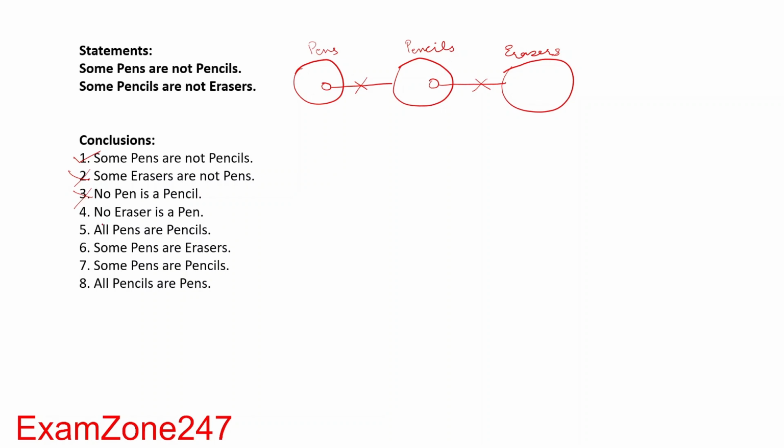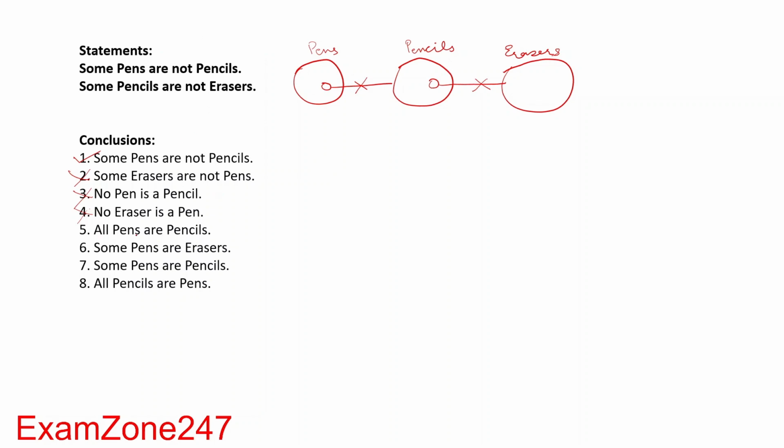Okay, now let's proceed. No eraser is a pen. No eraser is a pen. When there is no relation whatsoever, you always mark it as a no. You don't try and make a relationship between them. No. Okay, we always have to go by statements, not by conclusions.